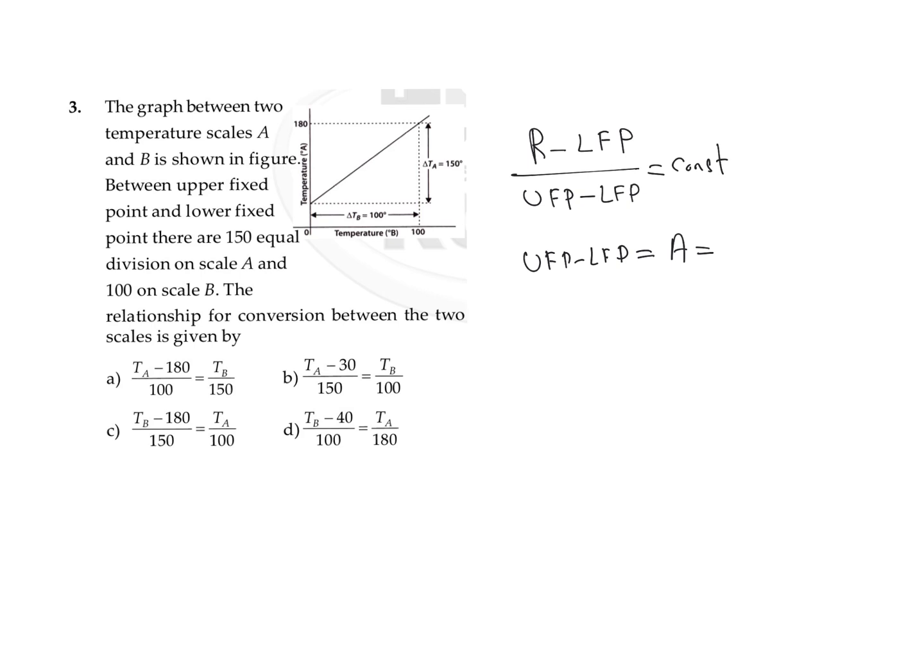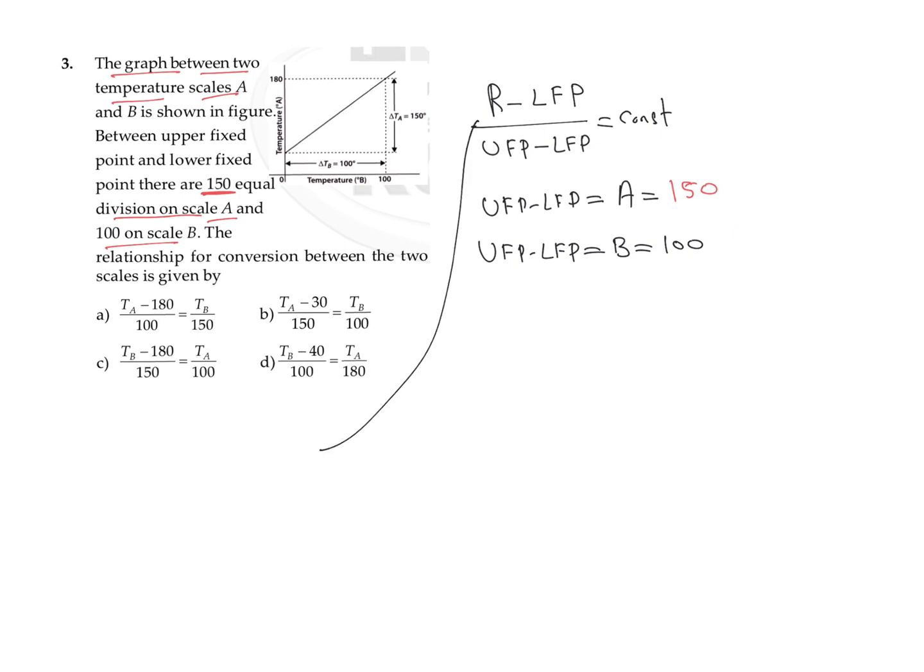So once again you can read the question. The graph between two temperature scales A and B is shown in the figure. Between the upper fixed point and lower fixed point, there are 180 equal divisions on scale A. So the upper fixed point minus lower fixed point over here is nothing but 150 divisions, not 180, and 100 on scale B. So we can write the same thing for upper fixed point minus lower fixed point for scale B, which is nothing but 100. The relationship for conversion between two scales.